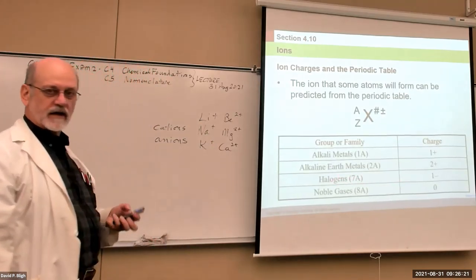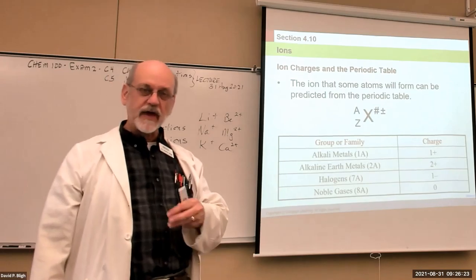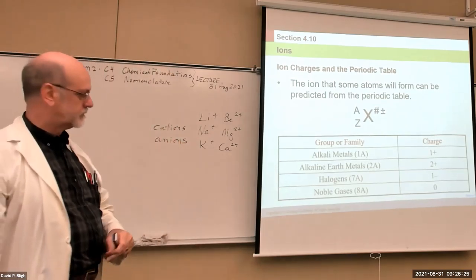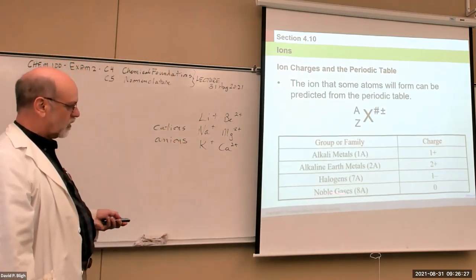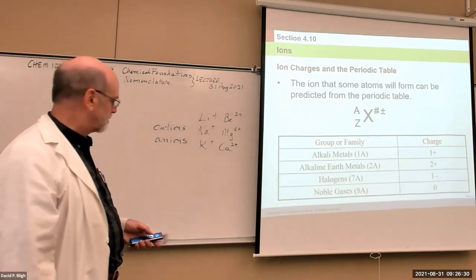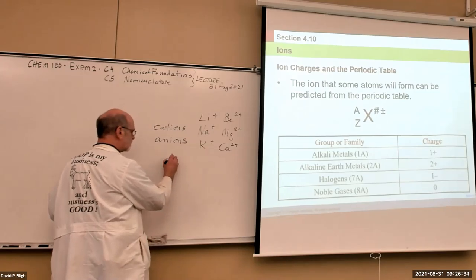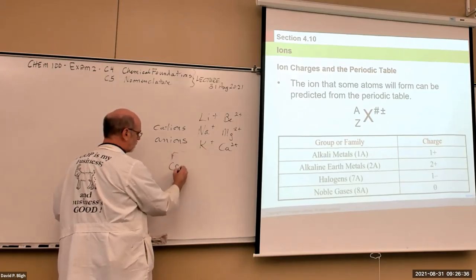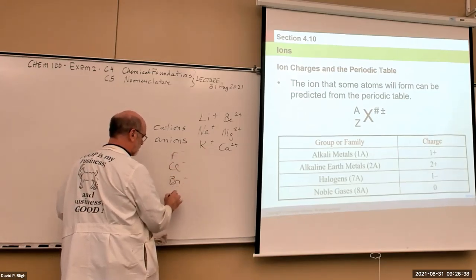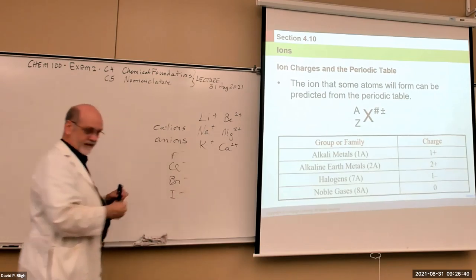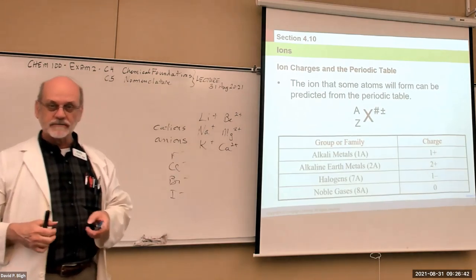Halogens, on the other hand, tend to accept electrons. So they all form one minus charge. And of course, noble gases don't charge at all. So fluorine, chlorine, bromine, iodine, they all form one minus charge.